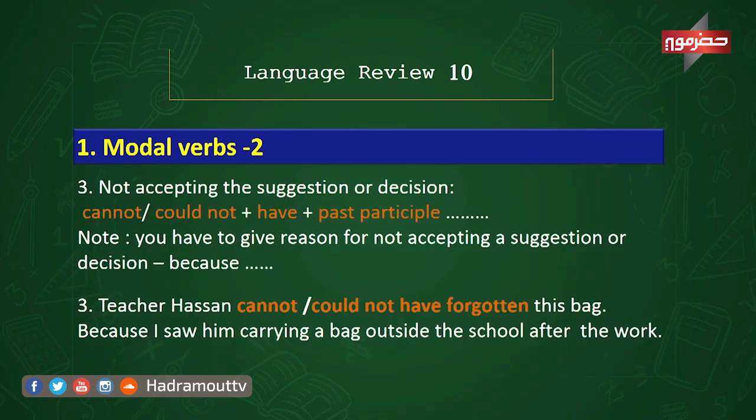Not accepting. What about negative here? Not accepting suggestions or decision. Also, don't forget to give reason. That means to say because. For not accepting or negative, you have say cannot or could not plus have plus past participle. Teacher Hassan cannot or could not have forgotten this bag. Why? Because I saw him carrying a bag outside the school after work. Okay? That is it.